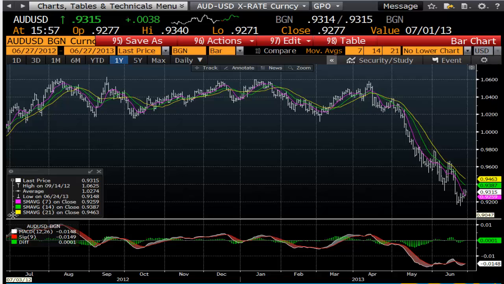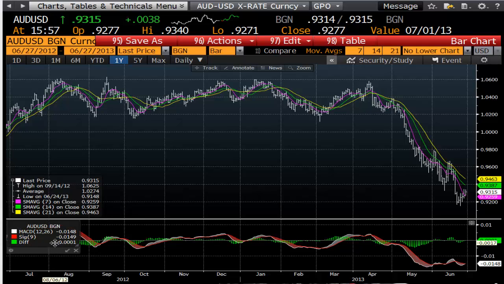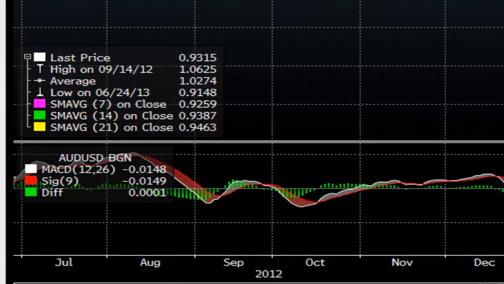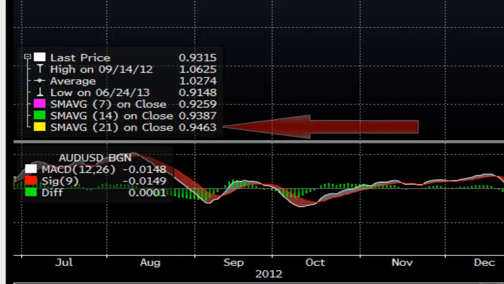Today we're going to take a look at two of the simple charting methods or technical analysis pieces that go with foreign exchange trading. The first being the simple moving average, and the second being the MACD or moving average convergence, divergence. Firstly, simple moving averages simply take the last X period of closes and convert them to a moving average. In this case, what we can see on the chart is I have chosen here as the simple moving average for 7 periods, 14 periods, and 21 periods.